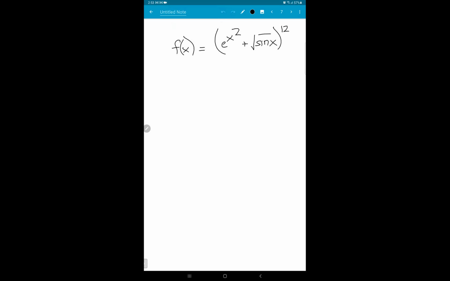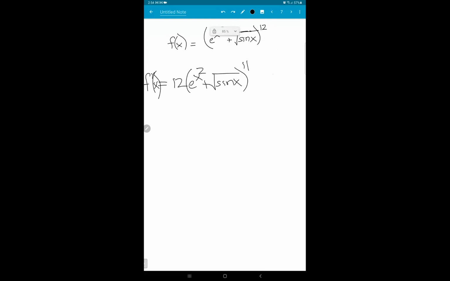Next, f of x equals the quantity e to the x squared plus square root of sine x, quantity closed, raised to 12. So first, the power rule, chain rule for powers. Copy the base. Then subtract 1. Differentiate the base, so differentiate term by term. Derivative of e to the x squared. Anyone? How do you get the derivative of e to the x squared?